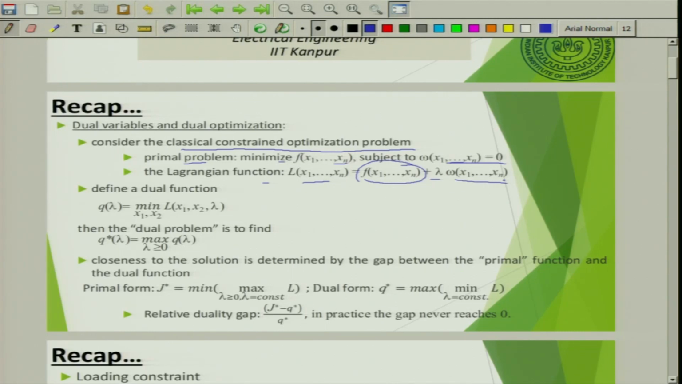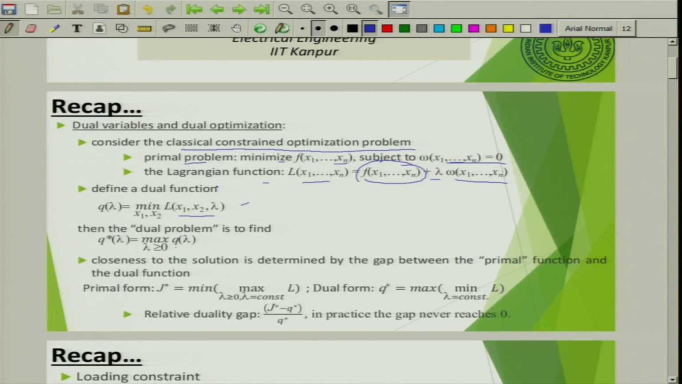And then we have defined a dual function. The dual function is q of lambda, which is the minimum of the Lagrangian function, and then maximizing it. So the dual problem will become the maximum of the minimum of the Lagrangian function, which depends upon three variables. Here in this case, let us say x1 and x2 are the two variables and lambda is another one. So x1, x2 and lambda.